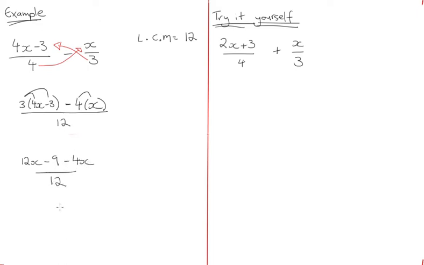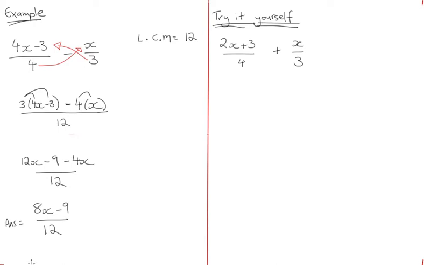Now, can we tidy that up? We've got most of the marks now, but we haven't got them all. In order to get all the marks, we need to tidy this up, okay? Simplify it. 12x minus 4x is 8x. But there's no constant up here. There's no other numbers up here without letters, so the minus 9 just stays the same. And that's over 12. And that is our answer.